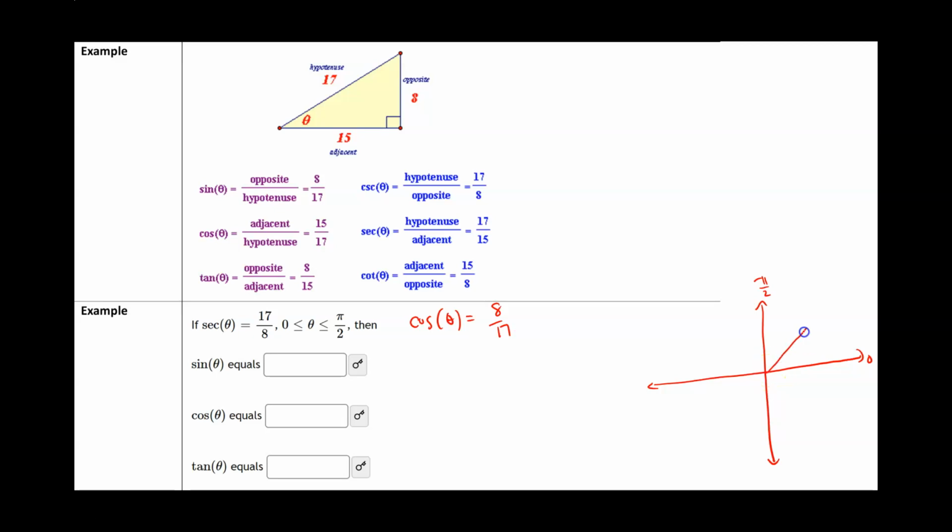Okay, so we know that our angle is going to be in quadrant 1 because it's between 0 and pi over 2. We know that cosine is adjacent over hypotenuse, that's 8 over 17. Now you could do the Pythagorean theorem. You could say that a squared plus b squared is equal to c squared. But we know from this problem that if one side is 8, the other side is 17, then the third side has to be 15. From here, sine of theta is going to be opposite over hypotenuse, that's 15 over 17. Cosine is adjacent over hypotenuse, that's 8 over 17. And tangent is opposite over adjacent, which is 15 over 8.